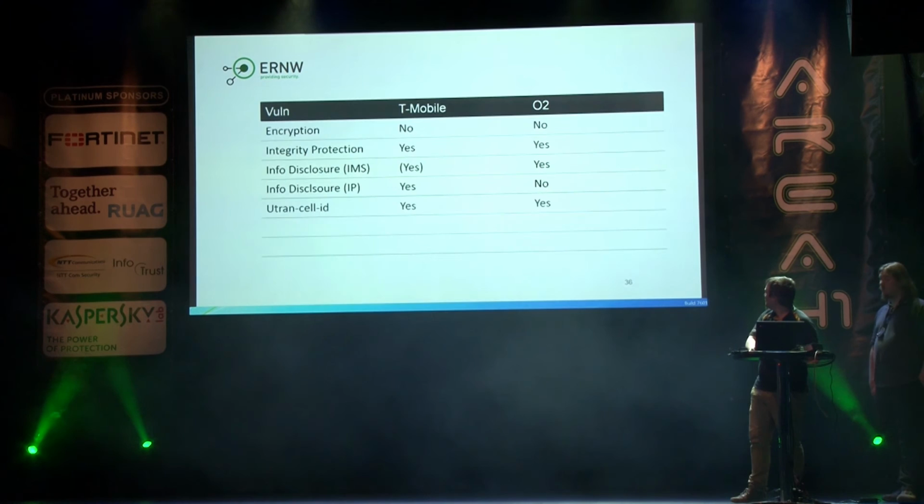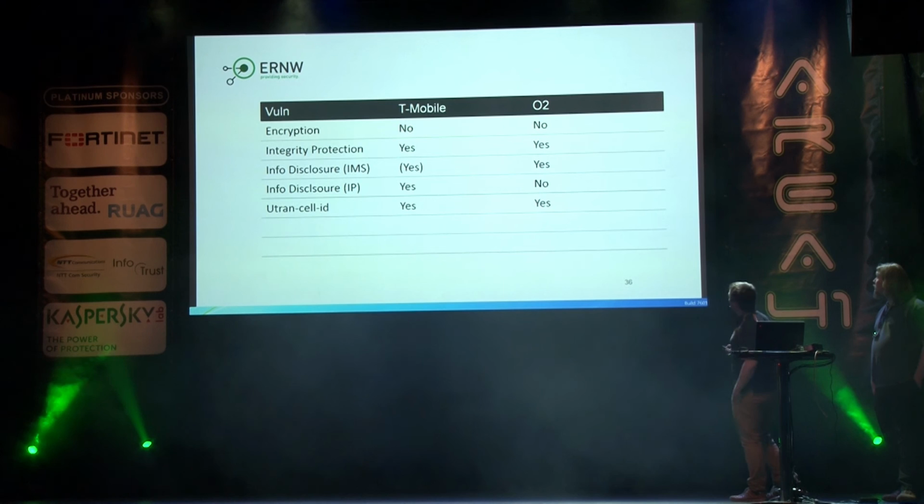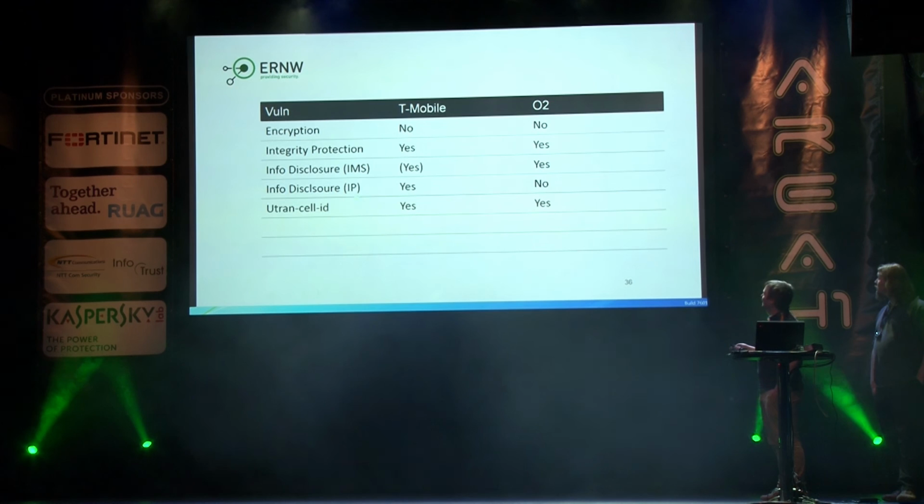Here we go. The result of our reading analysis is here. So no encryption, integrity protection is in place. Both have some information disclosure about the IMS, and the telecom has some information disclosure of the IP address of the caller. Interesting. And the current cell ID.